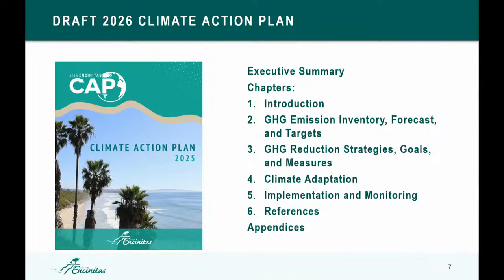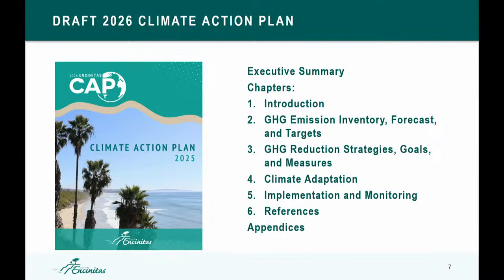And so this slide shows a summary of the chapters that make up the climate action plan. And this is the same outline as the current climate action plan. So not much has changed here. We did flip the order of two of the chapters, but that was about it.